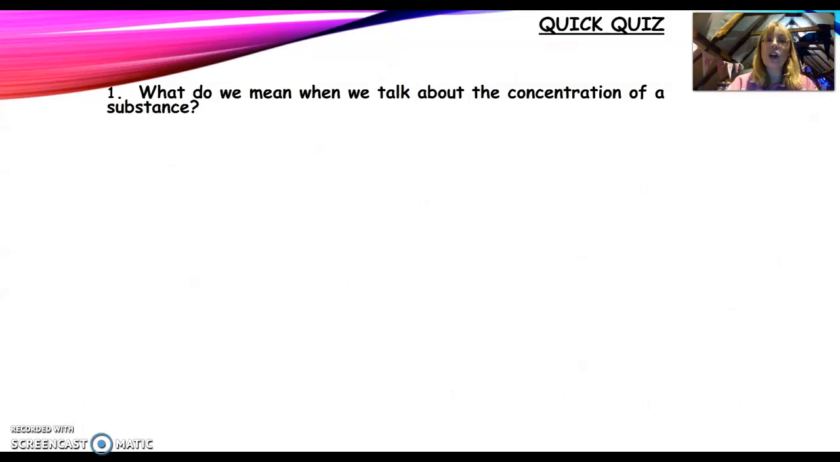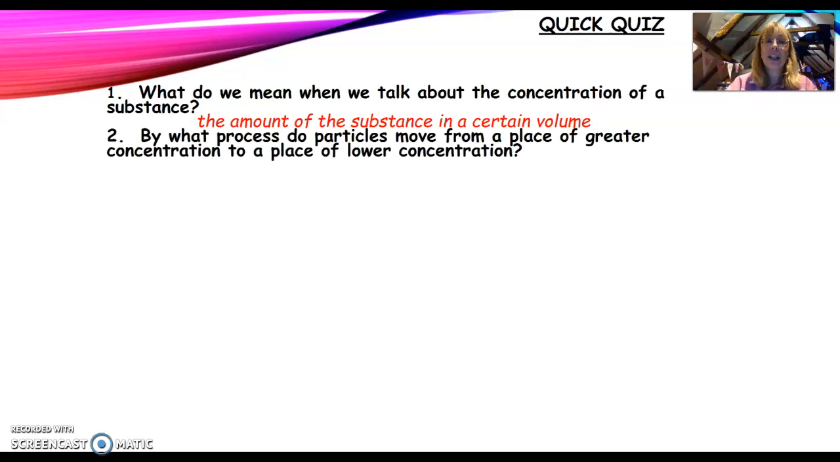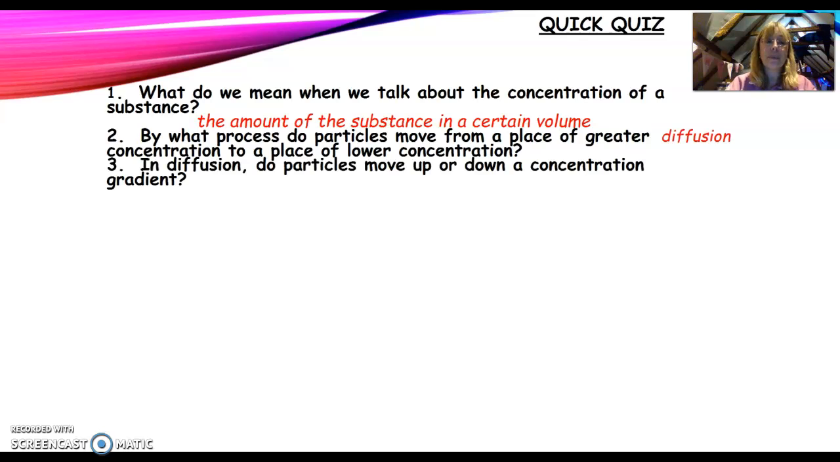What do you mean when we talk about the concentration of a substance? That's, for example, how much salt there is in water, the amount of substance in a certain volume. Question 2, by what process do particles move from a place of greater concentration to lower concentration? It is, of course, diffusion, not osmosis, because it's not talking about water or through a semi-permeable membrane. Number 3, in diffusion, do particles move up or down a concentration gradient? It is, of course, down the concentration gradient, high to low.